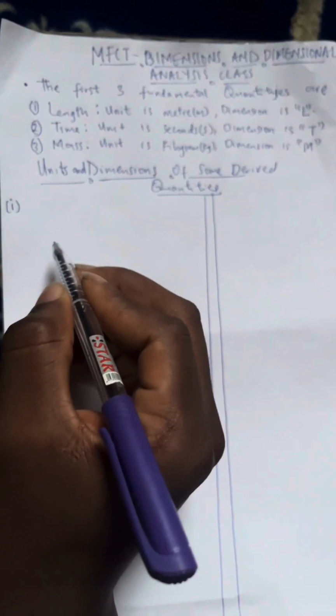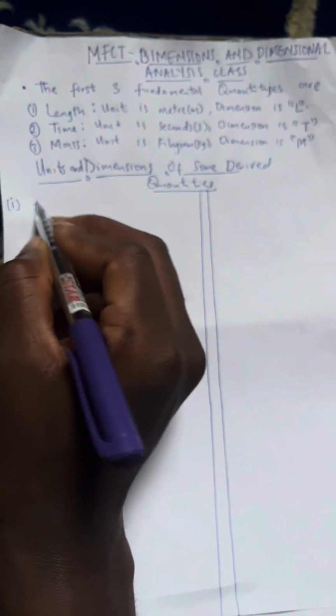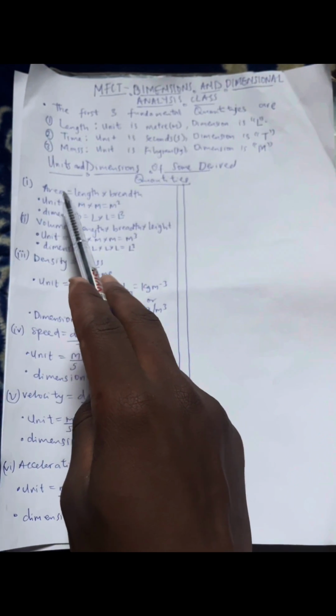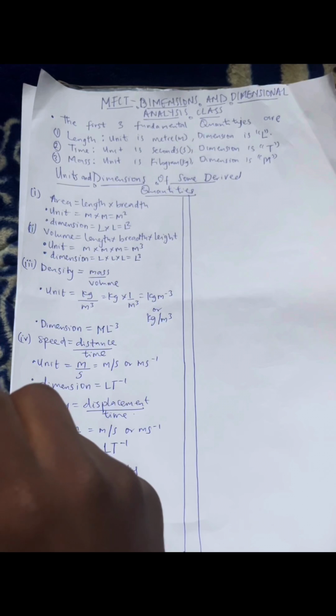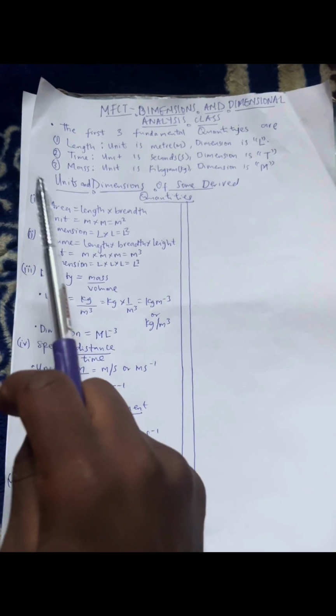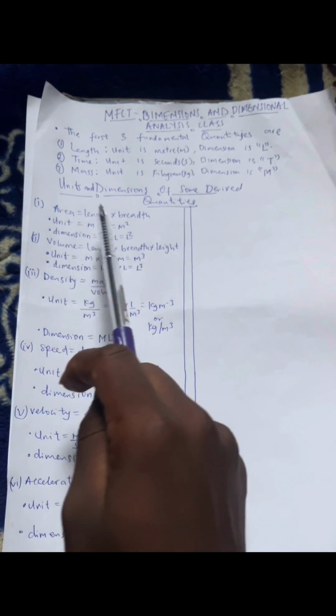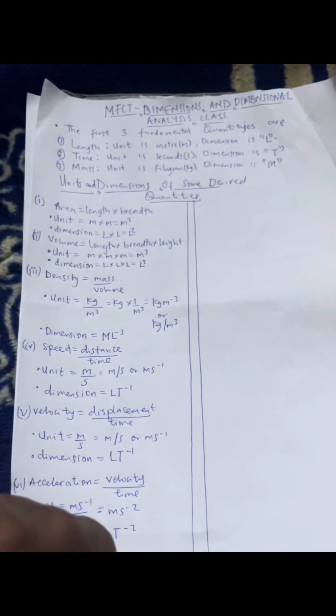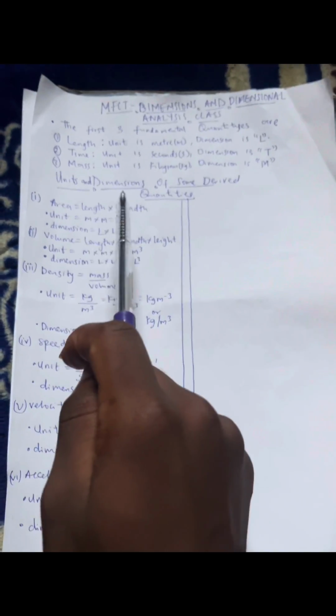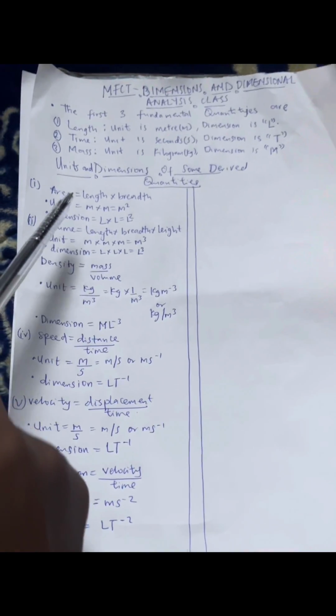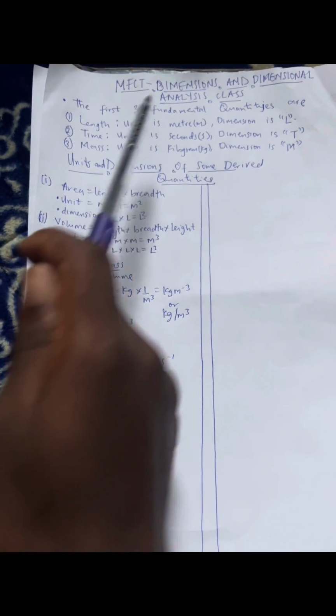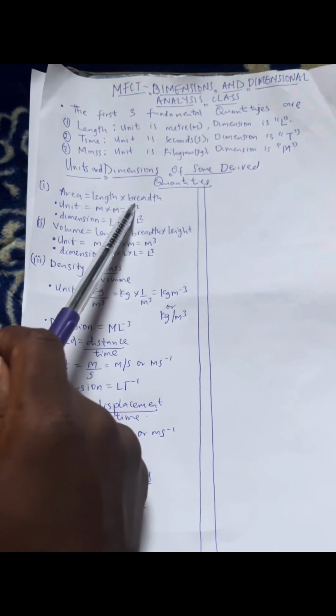Let's start with the first one, which is area. Before we can talk about the dimension or the unit of any quantity, we have to talk about the formula. What is the formula for area? The formula for area is length times breadth. Since the formula for area is length times breadth, this simply shows that the unit for length is meter. What of the unit for breadth?